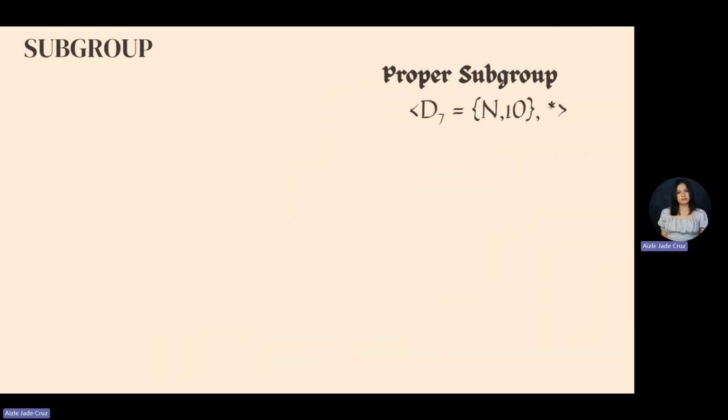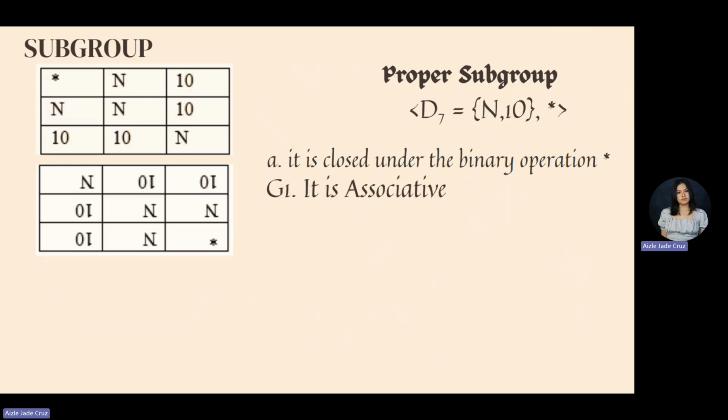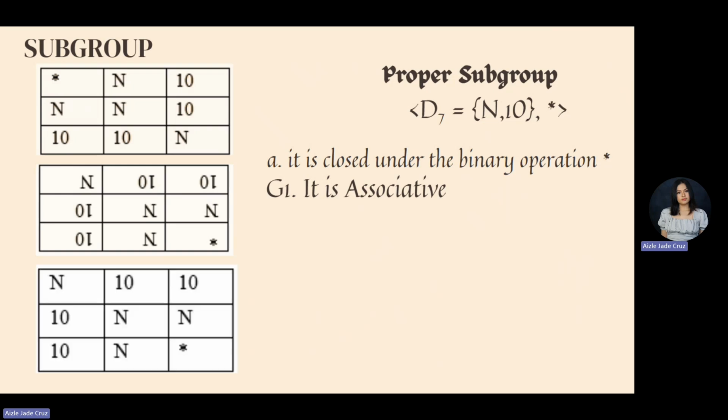Next is G sub 7, consisting of the elements n and 10 under the binary operation star. It is closed under the binary operation star. G sub 1, it is associative because if we rotate the table by 180 degrees, we can get the same structure as the original table. Therefore, it is associative. G sub 2, there is an identity element which is n.